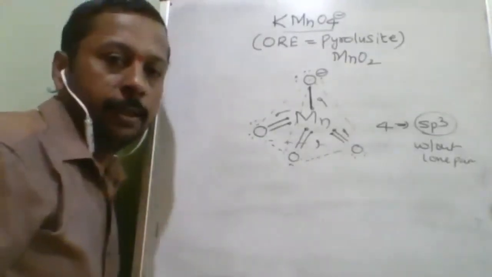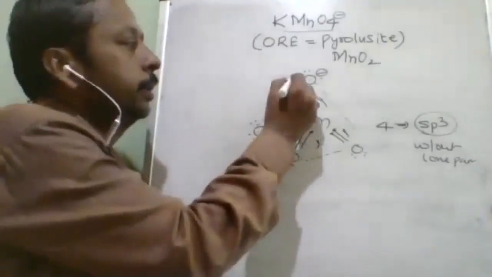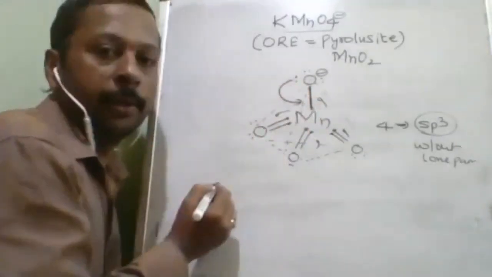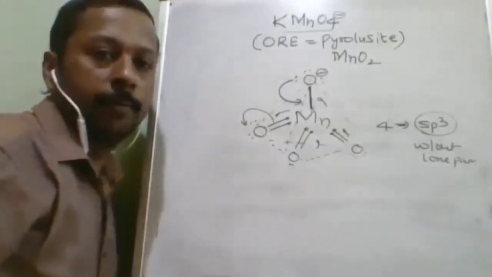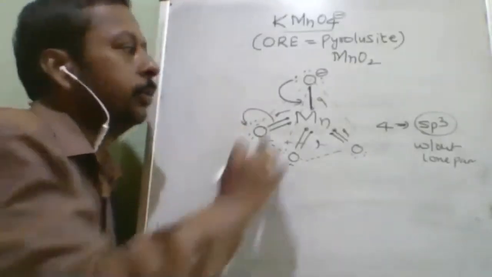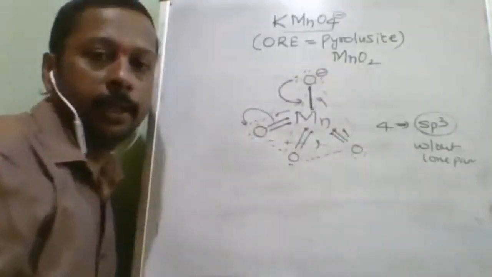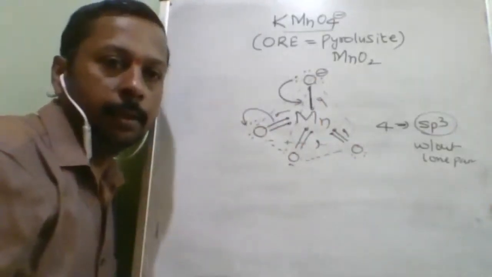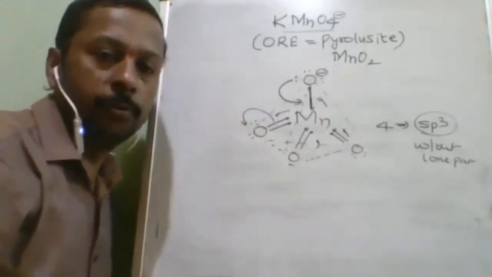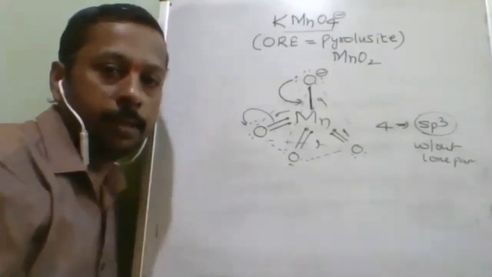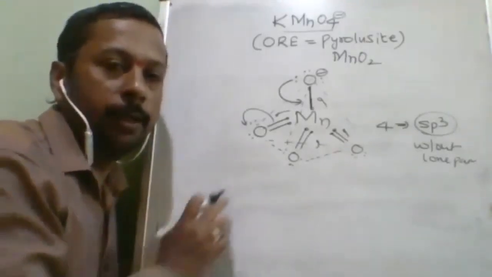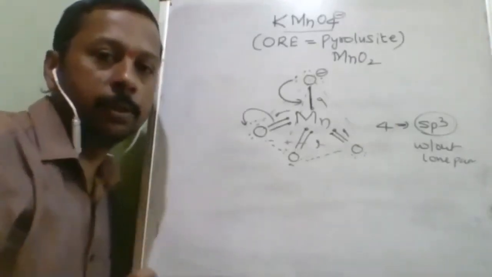So this is about the KMnO4 structure. Now, if you see the resonating structure, this lone pair can come as a pi bond, and this pi bond can go back as a sigma lone pair. Like this, charge transfer takes place, which causes the colored nature of KMnO4, even though unpaired electrons are not present.